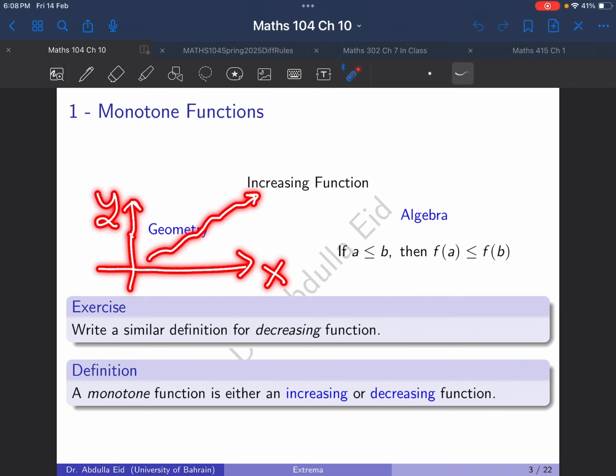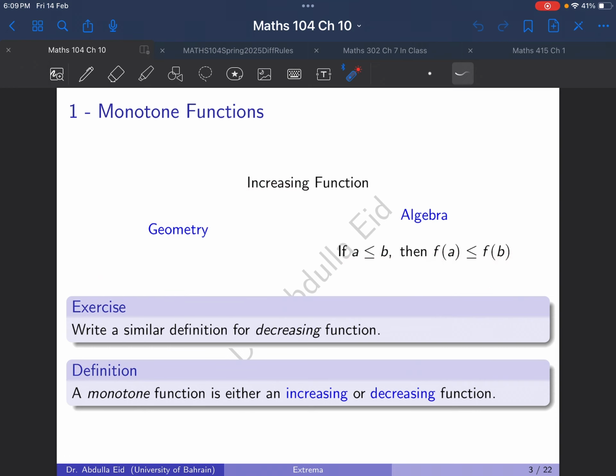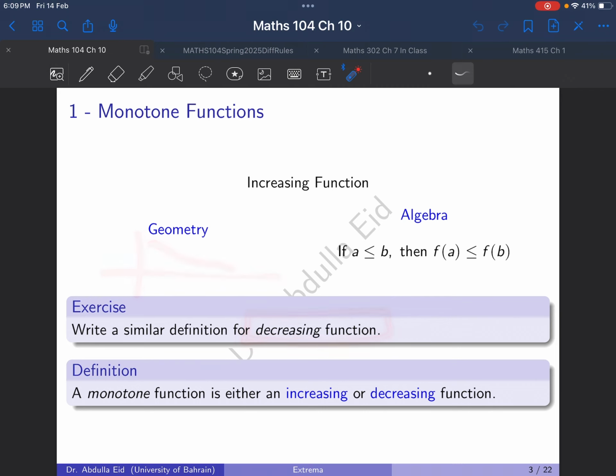So if we have two numbers, a is smaller than b, then the image of a will be smaller than the image of b. So if this is a, this is b, f of a will be below f of b, which means increasing function. Of course, we can do the same thing for a decreasing function, and it will look like something going down, and that will be a decreasing function.